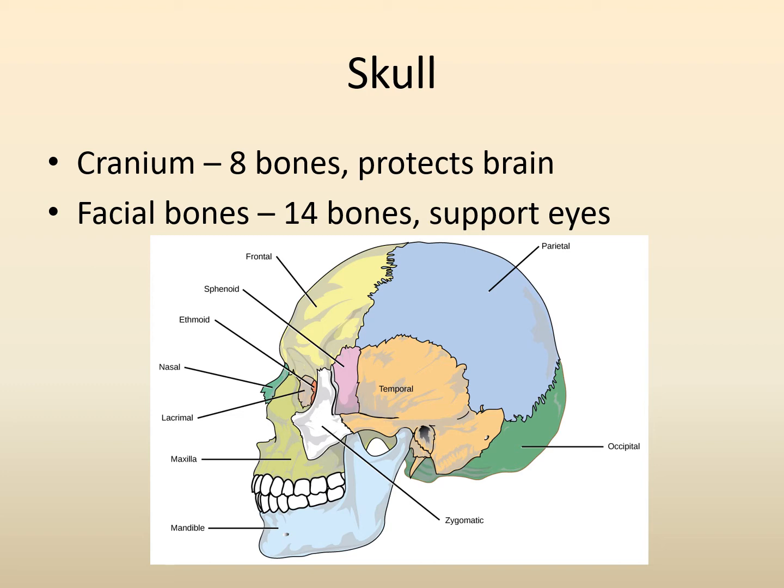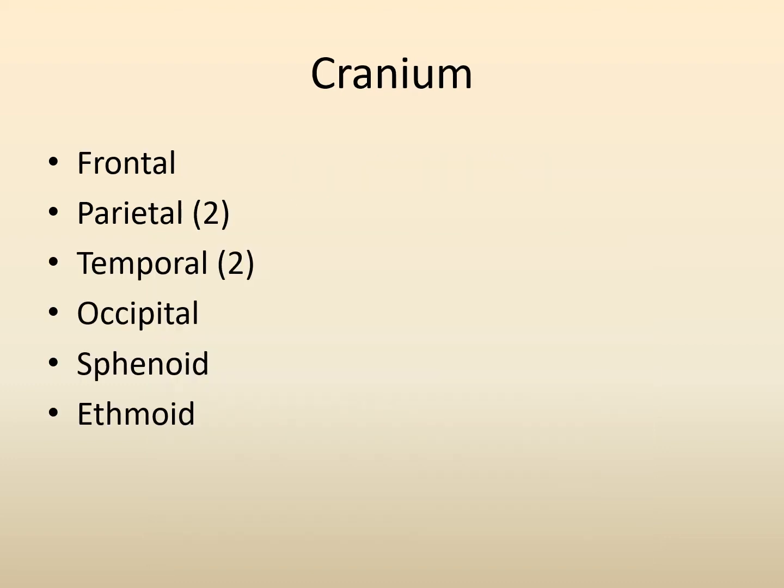The cranium is composed of 8 bones that protect the brain, and then the facial bones, there's 14 of them. They form the facial structures as the name implies, and they also help to support and protect the eyes. So with the cranium, the bones that we have there are the frontal, 2 parietal, 2 temporal, the occipital, the sphenoid, and the ethmoid bone. So remember, there are 8 of them.